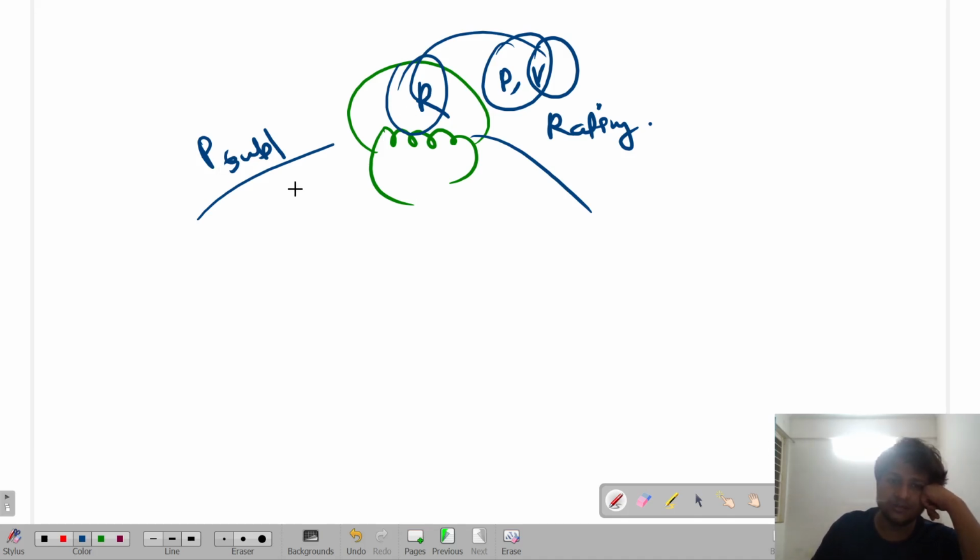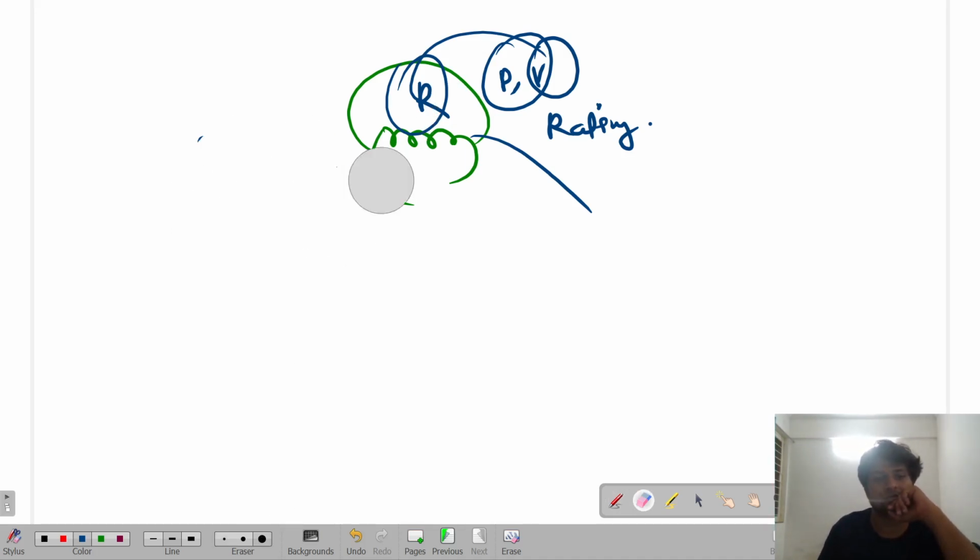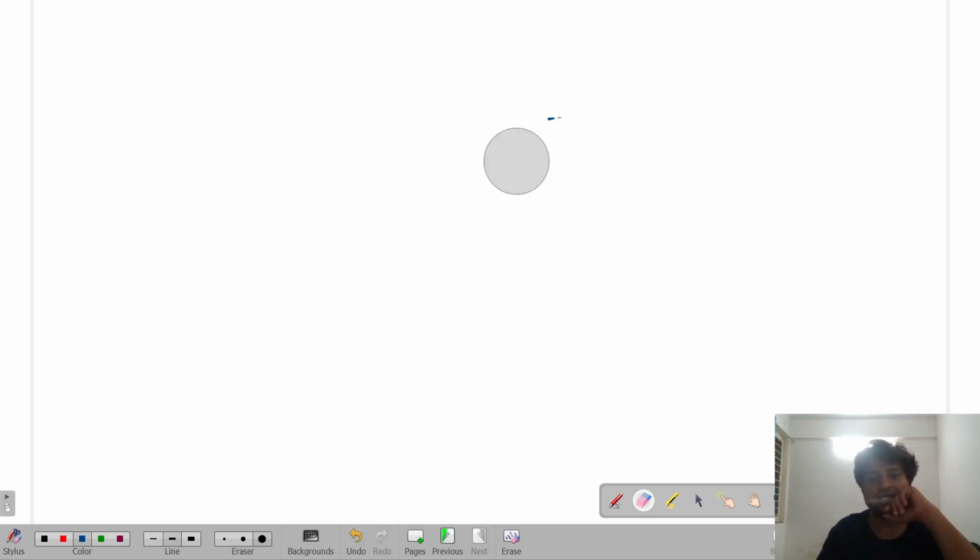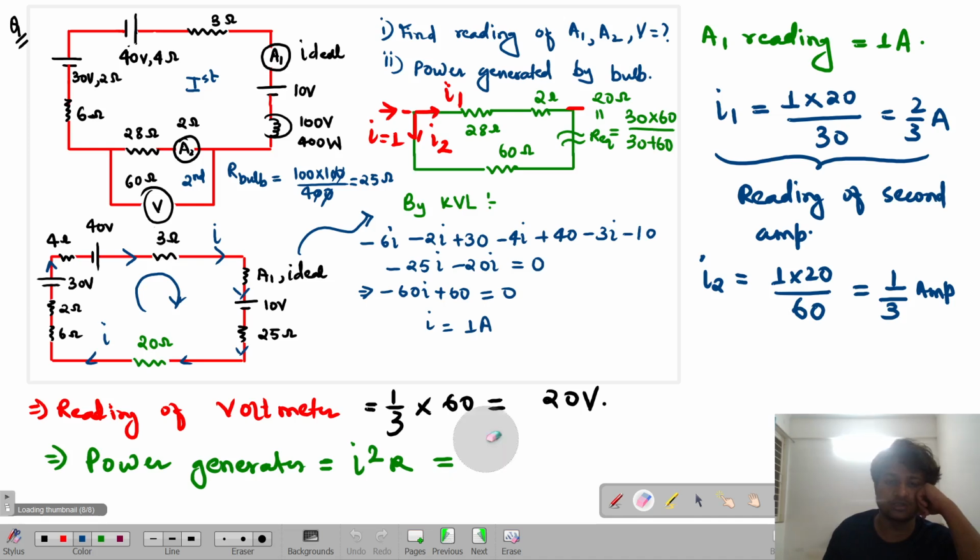And power supplied depends on how much current I have supplied and the resistance of the bulb. Is that clear or not? So if it is asked to find the power consumed, then it is not equal to 400. It is equal to how much basically? I square R.